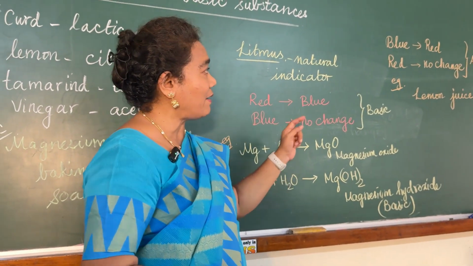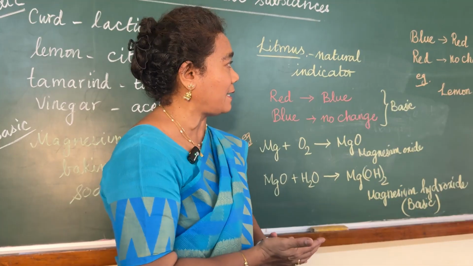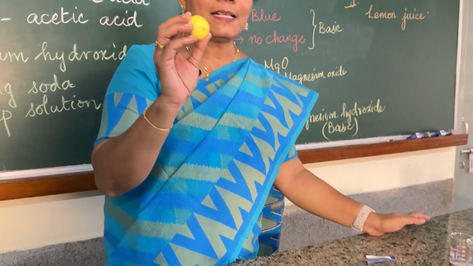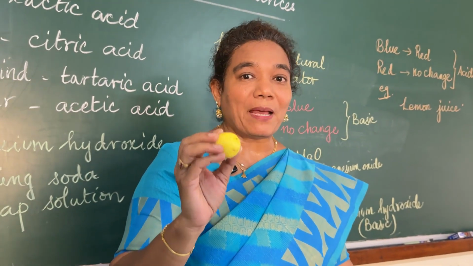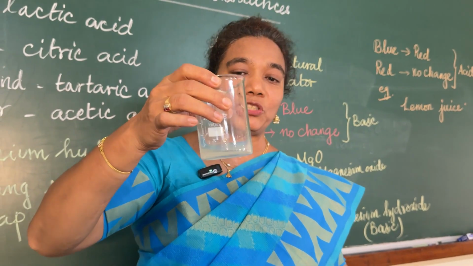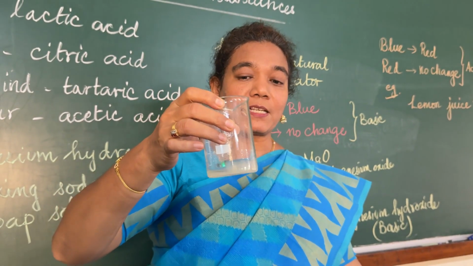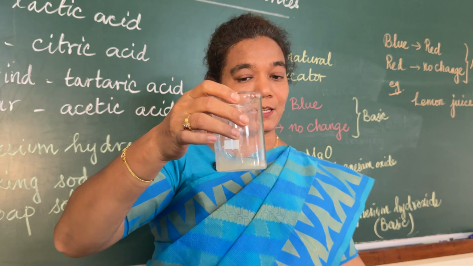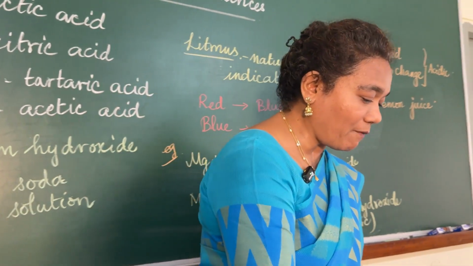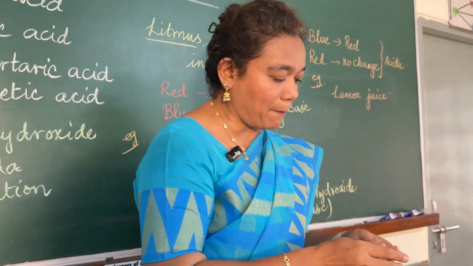Now in the same way we will test for acidity, acidic. For that we take lemon. So what is this? Lemon. We take lemon juice from this lemon. So I have taken this lemon juice. Now, does lemon juice contain a base or an acid? We want to find out. So we have to test the same thing with litmus paper again.